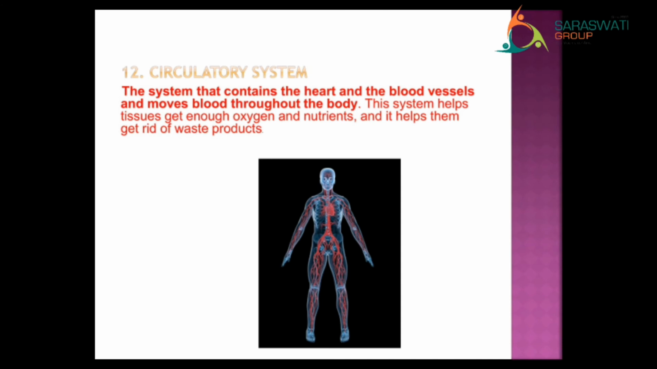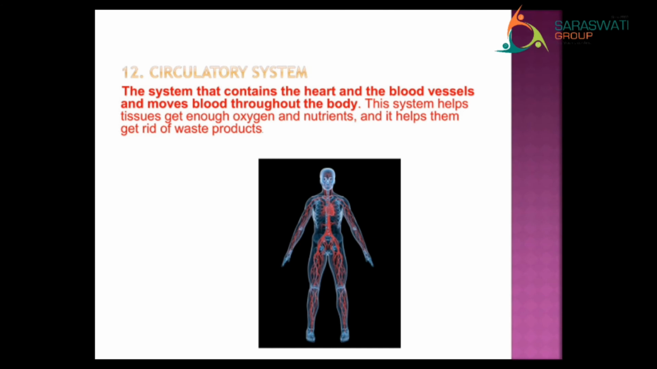The circulatory system consists of the heart, the blood, and the blood vessels. Blood vessels are thin tubes through which the blood flows. The heart pumps blood into these blood vessels, and the blood vessels then carry the blood to all parts of the body and also bring the blood back to the heart.